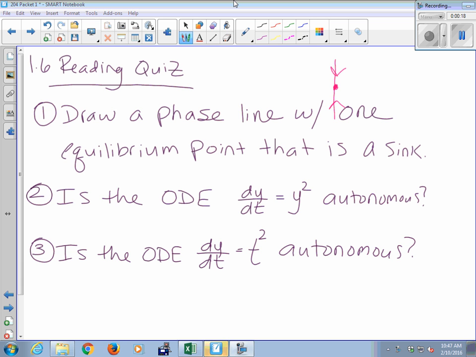Is dy dt equals y squared autonomous? Yes. How about dy dt equals t squared? No, correct. Depends only on y is autonomous.